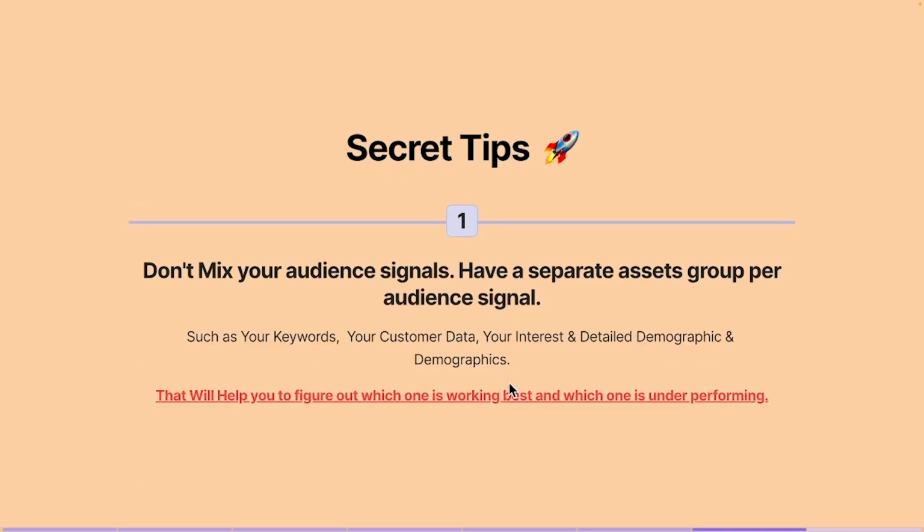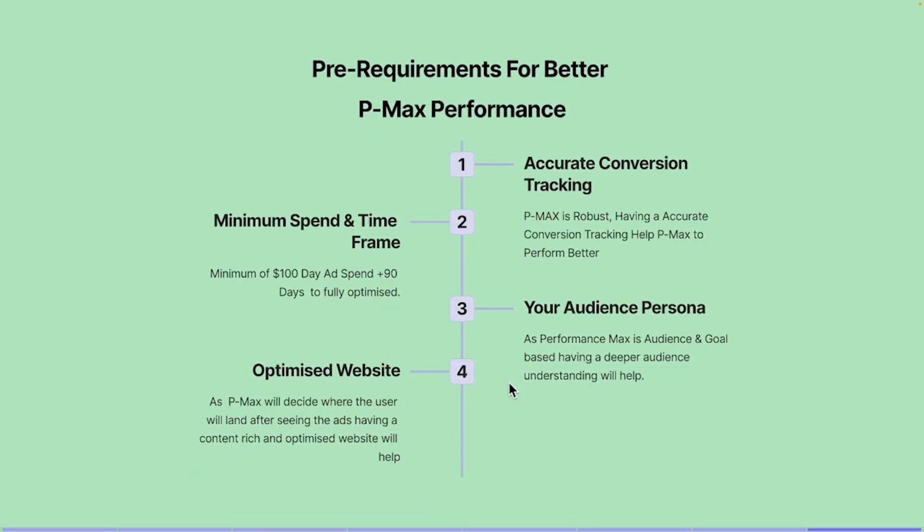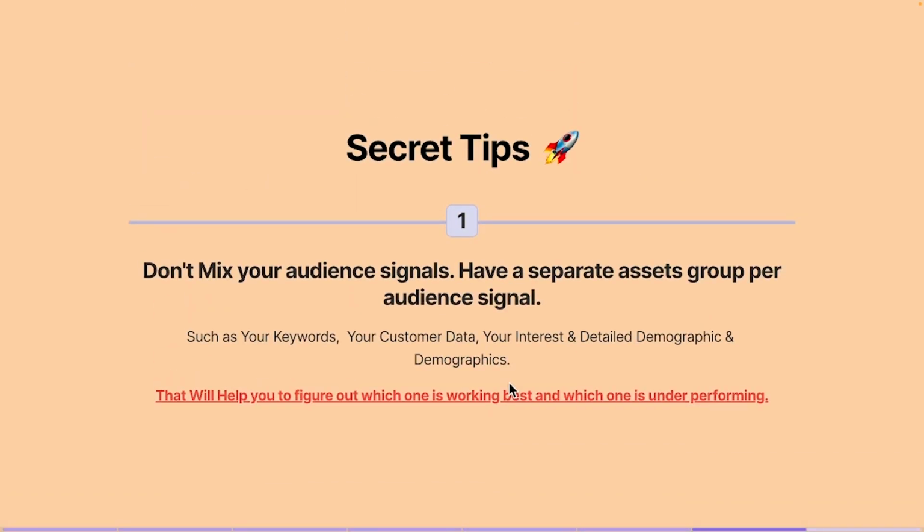As I said before, don't mix your audience signals. Have a separate asset group per audience signal, such as your keyword, your customer data, your interest and detailed demographic. This will help you to figure out which one is working best and which one is underperforming. That was just a secret tip, or that's what we see is working for us.